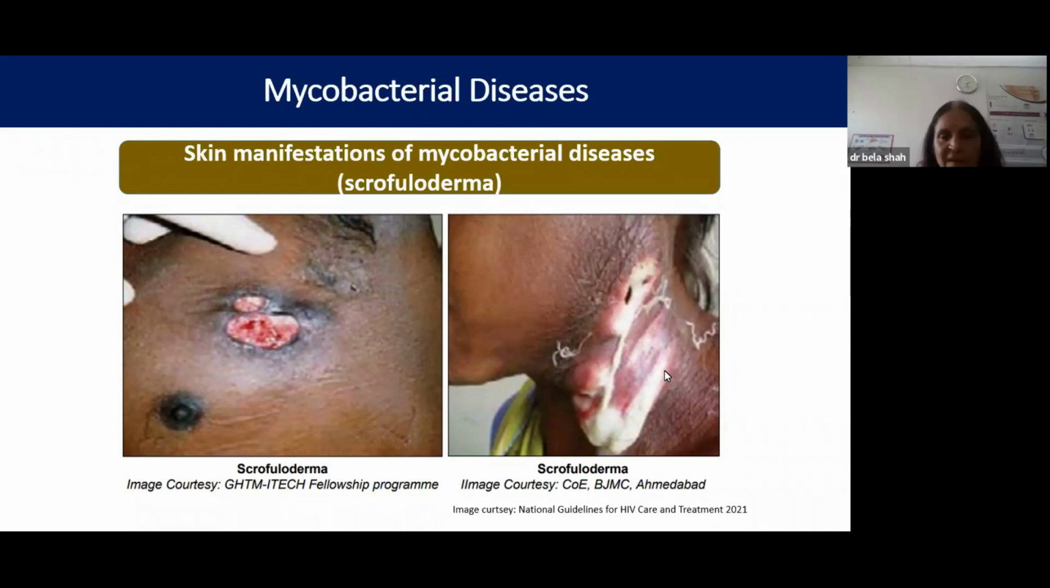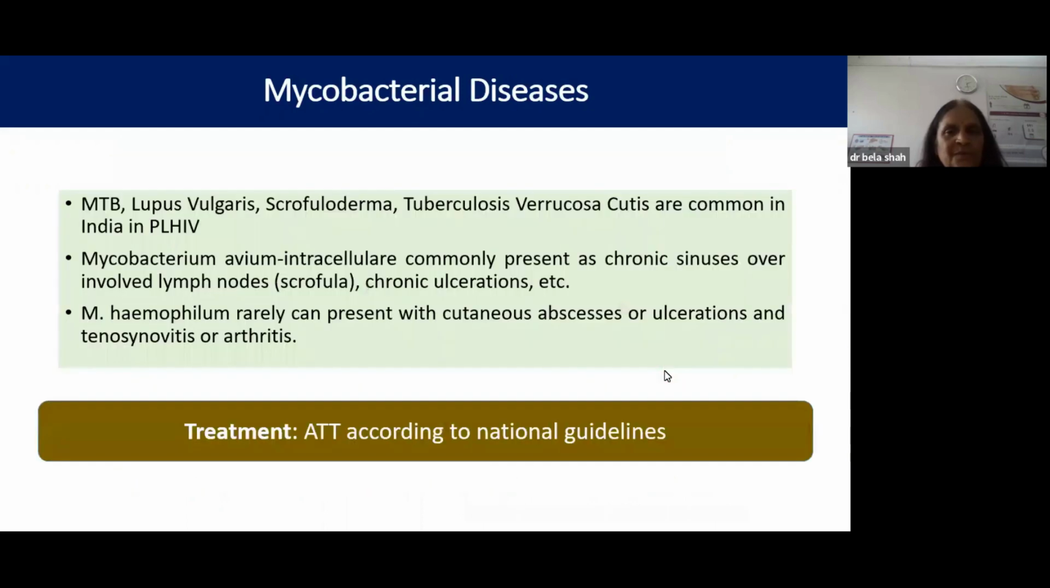surrounded by violaceous color. And here you can see on the right side of the screen a female who has got multiple sinuses, and she is discharging a lot of pus. So these are 2 classic examples of scrofuloderma caused by M. tuberculosis. As I mentioned, skin tuberculosis still remains common in the Indian population, and in PLHIV we have seen a number of patients who have developed scrofuloderma.